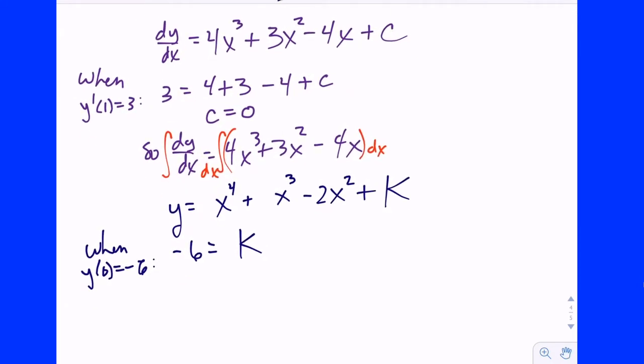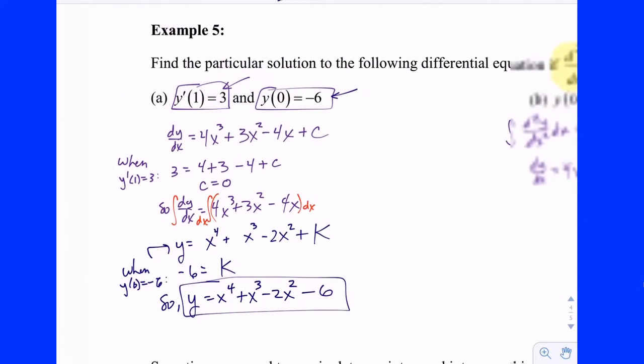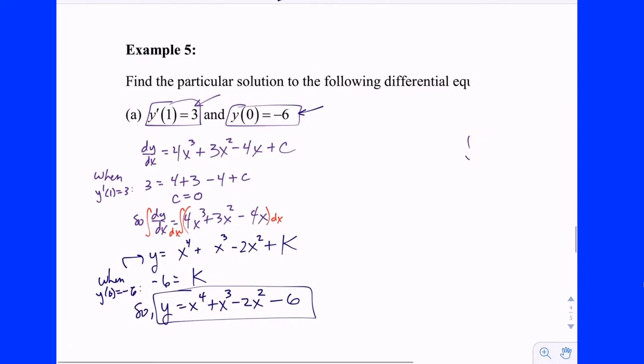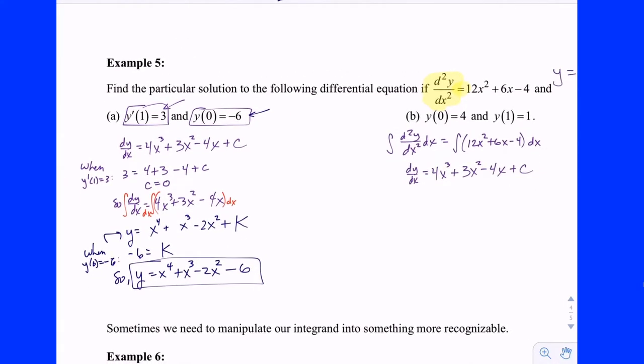And now that we have our k, we can come back up to the previous line. y equals x to the fourth plus x cubed minus 2x squared minus 6. And that right there is the solution. It's the function whose second derivative is 12x squared plus 6x minus 4 that passes through the ordered pair (0, -6) and has a slope of 3 at y equals 1.